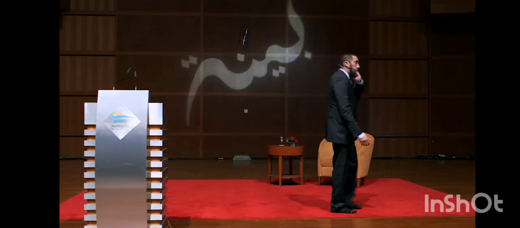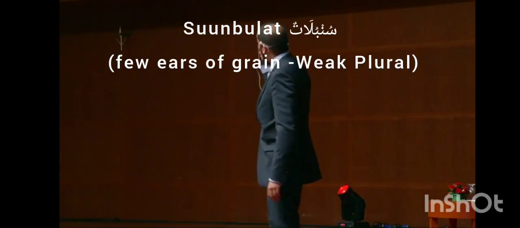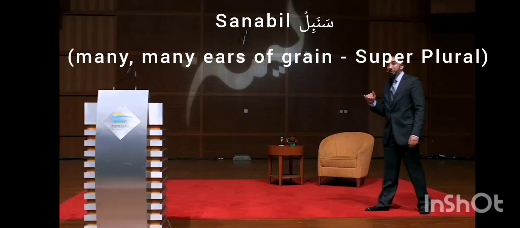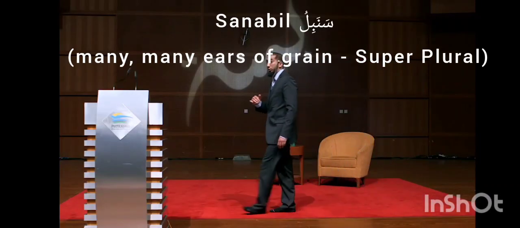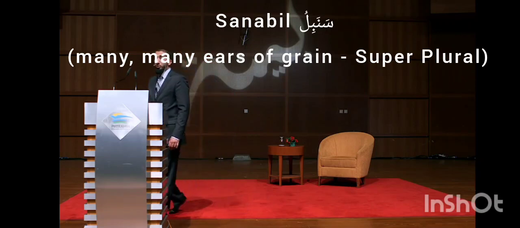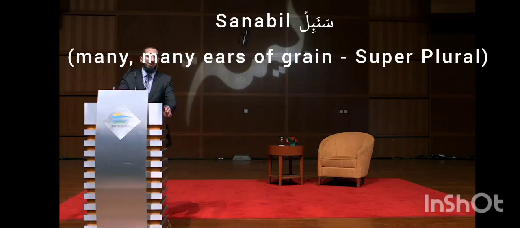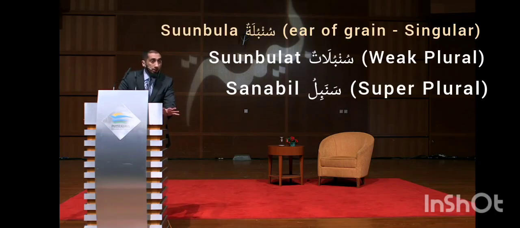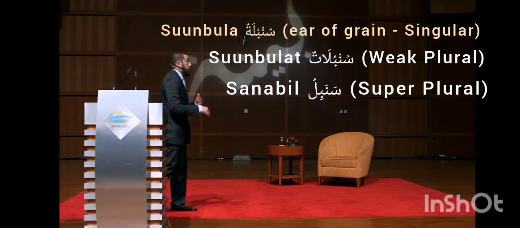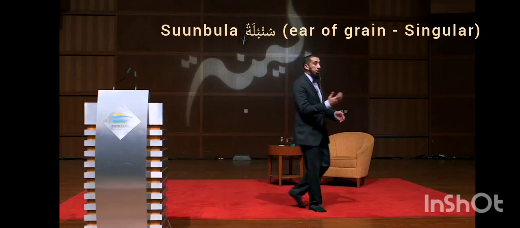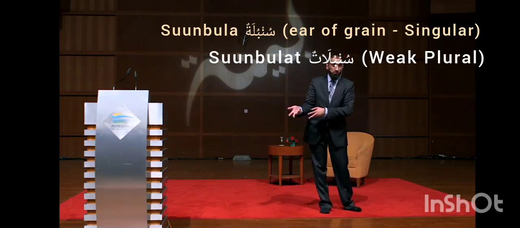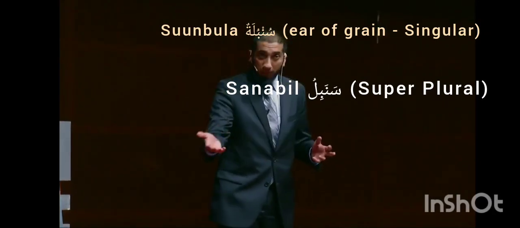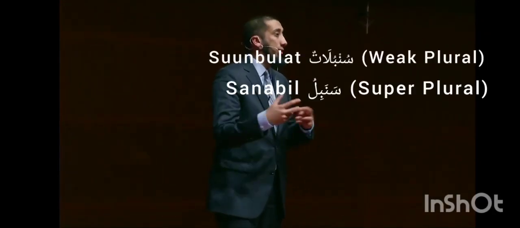Well, actually, there is a point to them. The plural Suunbulat is actually considered a weak plural. And Sanabil is considered a strong plural, or a super plural, or a plural on steroids, or a really muscular plural, or, you see where I'm going with this. Suunbula is weak, Sanabil is strong. Now in English, when you read the English translation of the Quran, if you read Suunbulat, it would just say ears of grain. If you read the English translation of Sanabil, it would still say ears of grain. It would not tell you that one is weak and the other is strong.